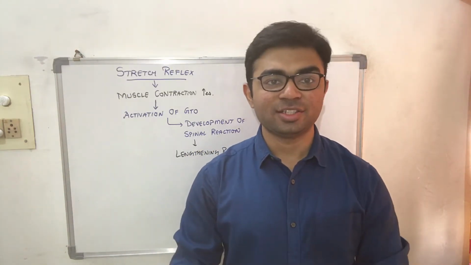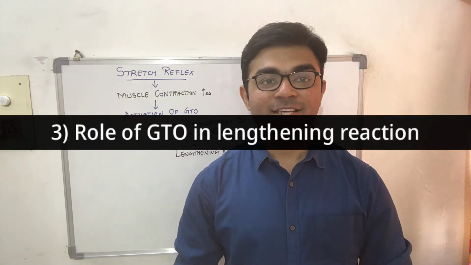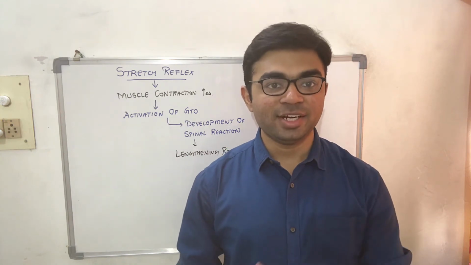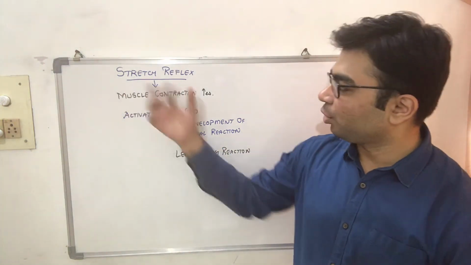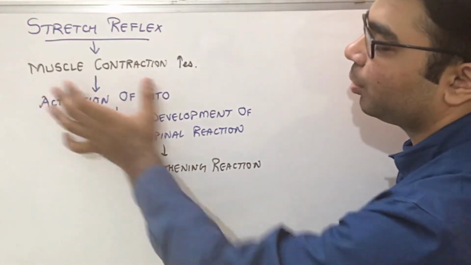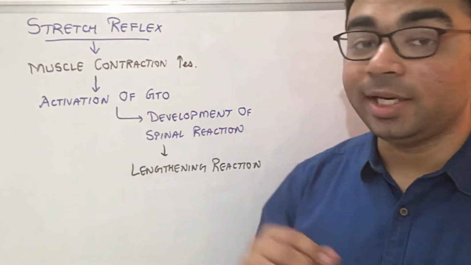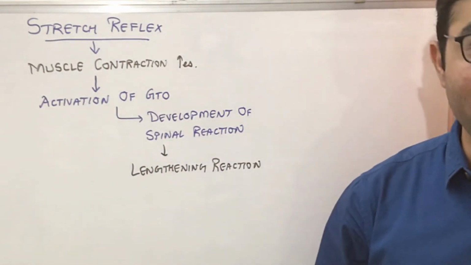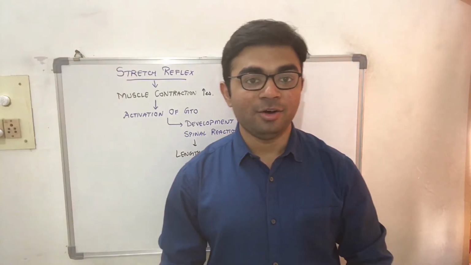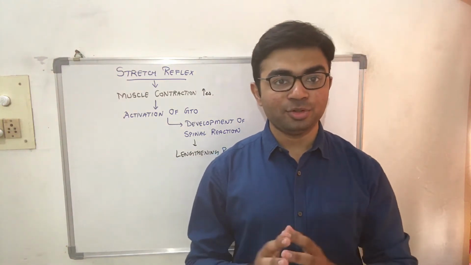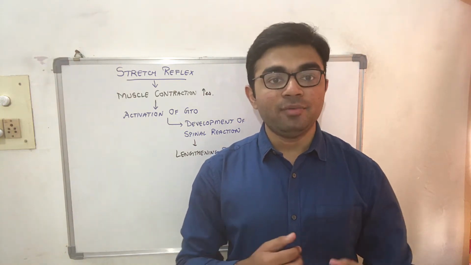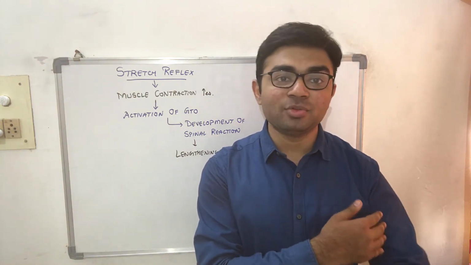Let us focus on the last function of the Golgi tendon organ, that is the role of the Golgi tendon organ in the lengthening reaction. As we have studied the stretch reflex, as you can see in this flow chart, whenever we elicit a stretch reflex, there is muscle contraction which increases, and there is activation of the Golgi tendon organ, which develops a spinal reaction called a lengthening reaction. Now let me give you an example of this. In a posture of decerebrate rigidity, there is extension of the limbs, and when you try to move the limb passively, it becomes very difficult.